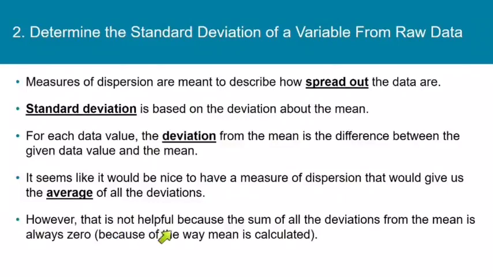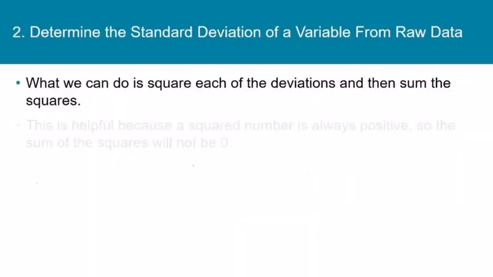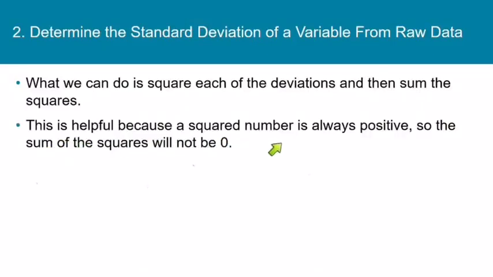But it turns out that that's not so helpful after all, because the sum of all the deviations from the mean is always going to be 0 because of the way the mean is calculated. You see, some of the deviations will be positive and some will be negative, so they're always going to add up to 0. Now what we could do to fix this problem is to square each of the deviations and then add the squares together. This is helpful because a squared number is always positive. So whereas the sum of the deviations was always 0, the sum of the squares will not be 0.